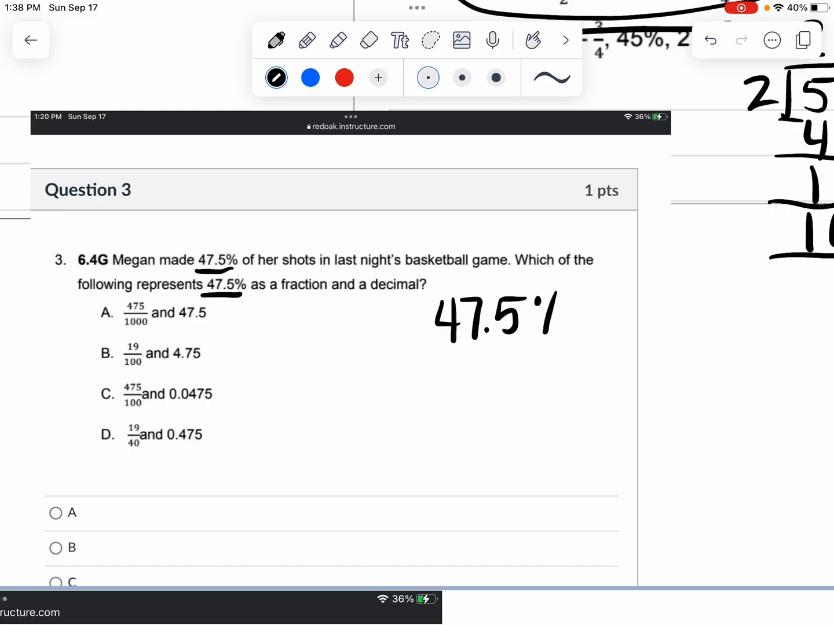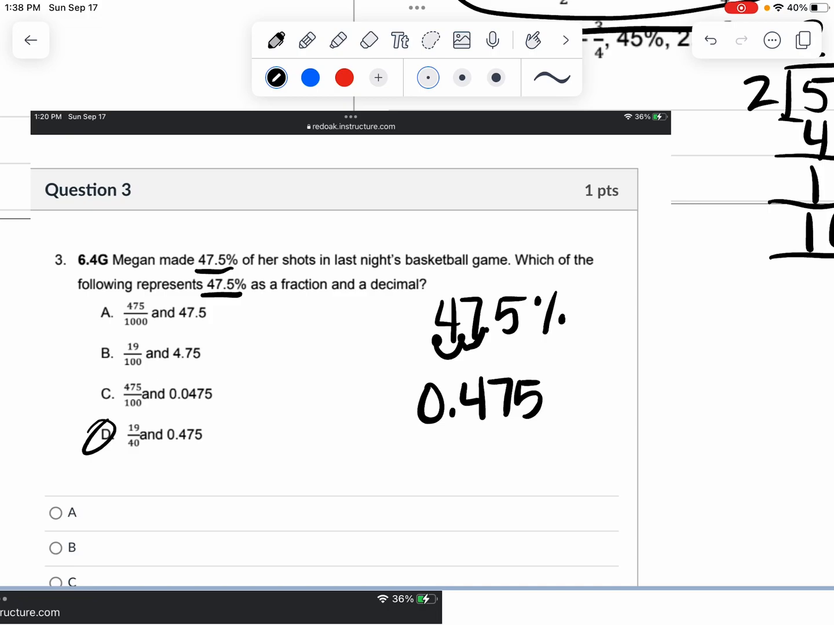47.5%. Okay, so remember, to make that a decimal, I need to move my decimal 2 places to the left, which is the same thing as dividing by 100. So 1, 2. So I'm going to have 0.475. Okay, and I only have one answer choice that has that, so my answer is D.